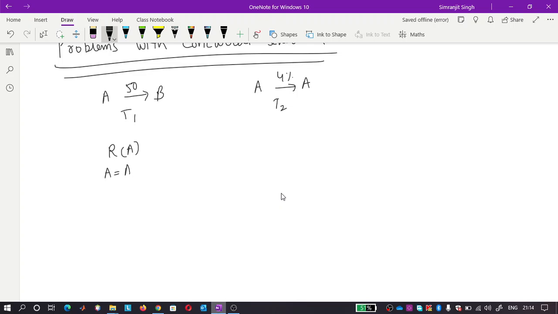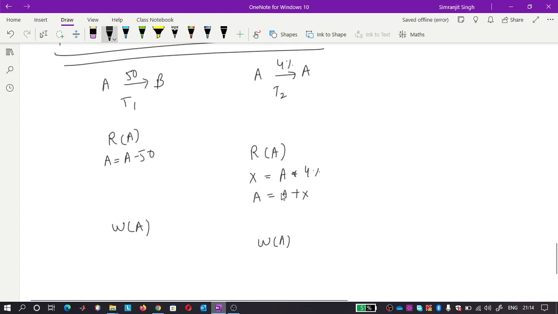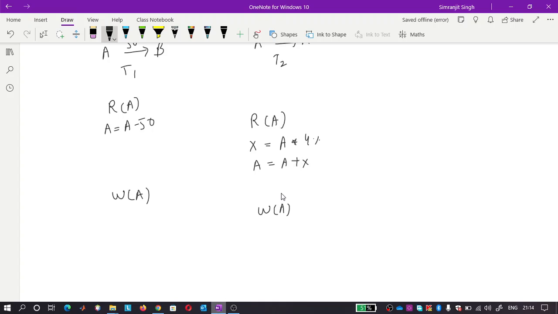read the value of A, deduct 50 rupees, change, interleave, because it is a concurrent transaction, so interleaving can happen. So read the value of A, 4%, whatever the 4% interest I am giving. Write the value of A, read the value of B. So I also have to add 50 rupees.